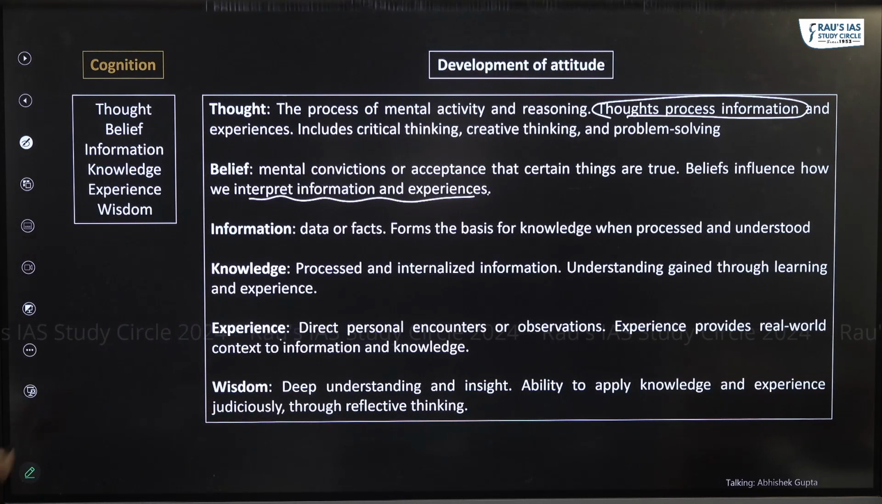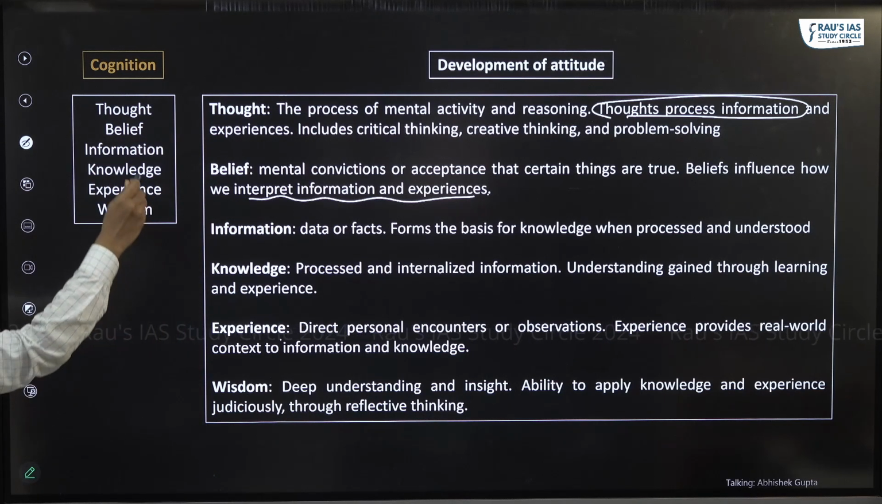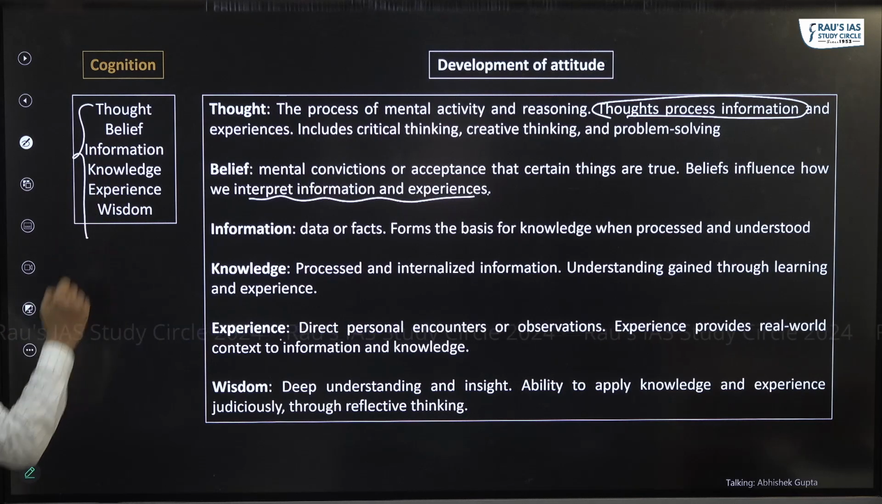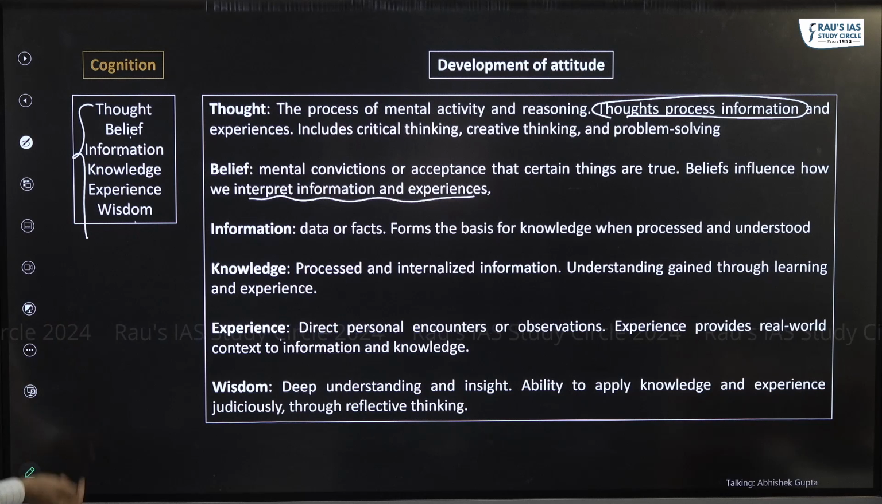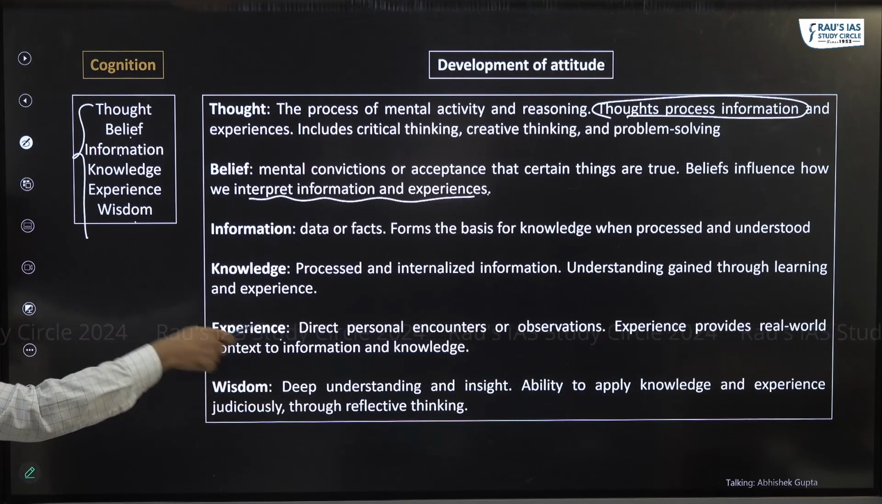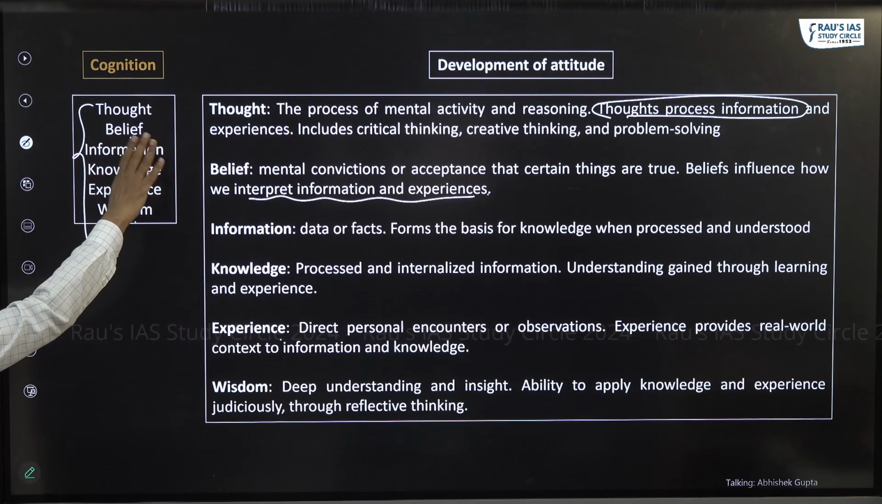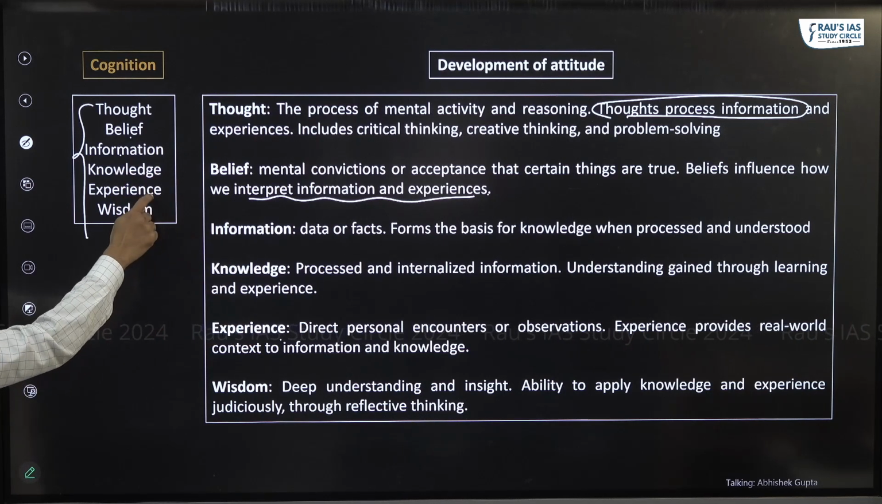When I refer to cognition at any point in the course of discussion of other lectures, I'll be referring to these 6 things. It will be good if you familiarize yourself with thought, belief, information, knowledge, experience, and wisdom. And the tendency for action, which is attitude. Attitude is tendency for behavior. Tendency can depend upon the thought process. It can depend upon what information you hold. It can depend upon what experiences you had.